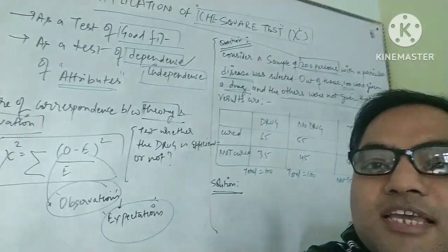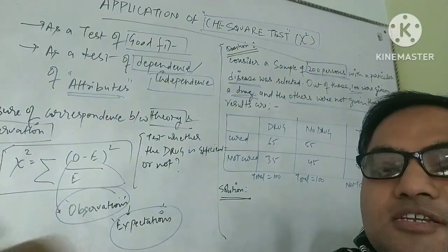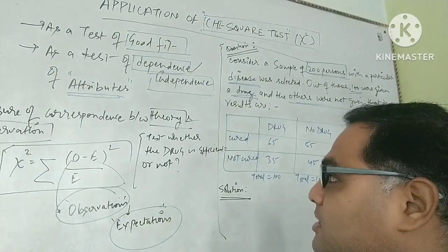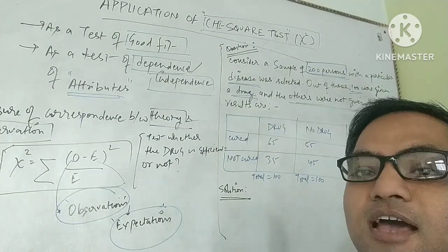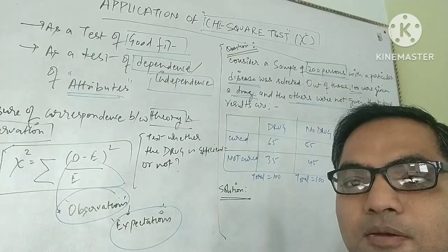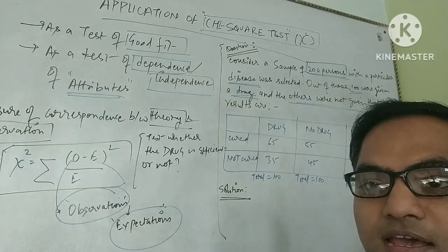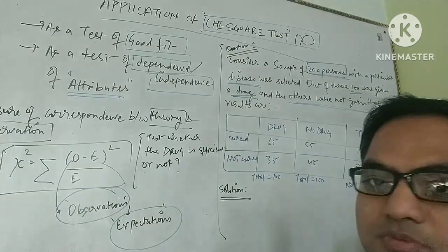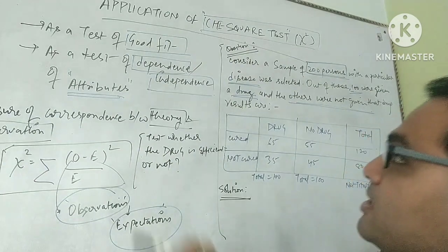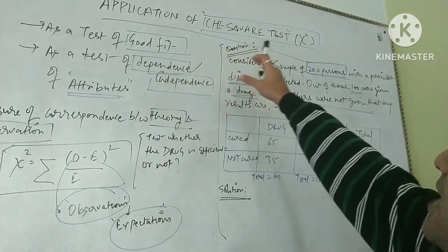What is the question saying? We have just written the question. I have not yet provided any solution, but I will solve it and provide a solution for that question. The question is on the application of the chi-square test.